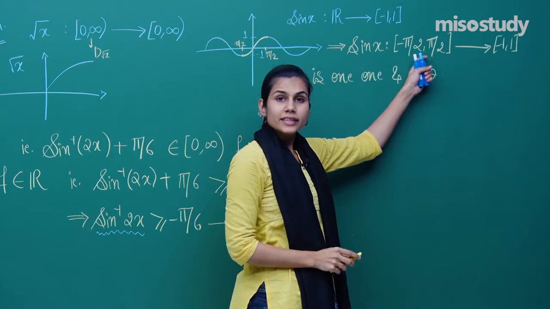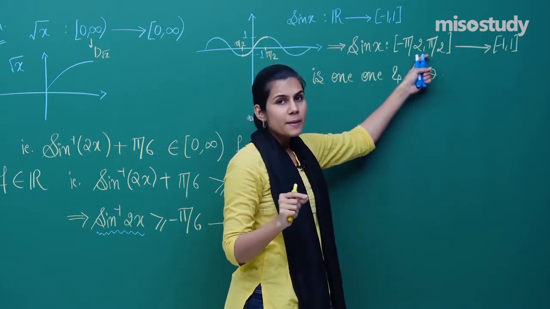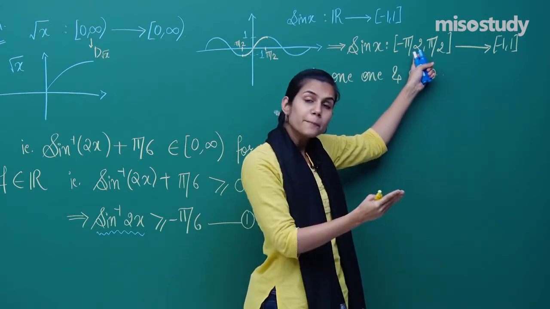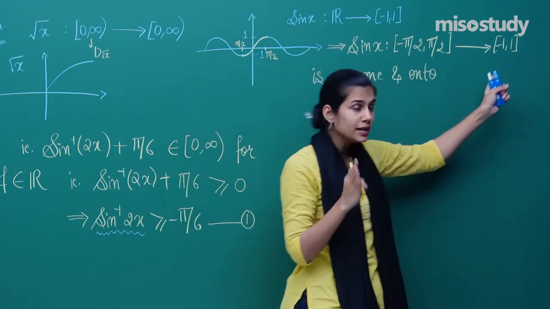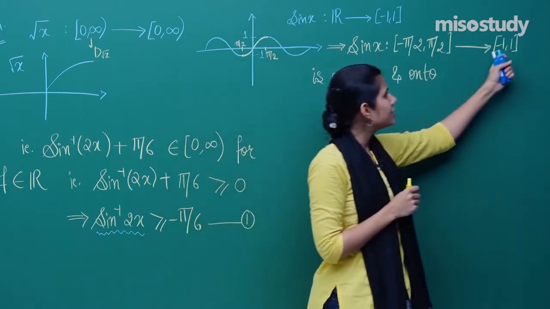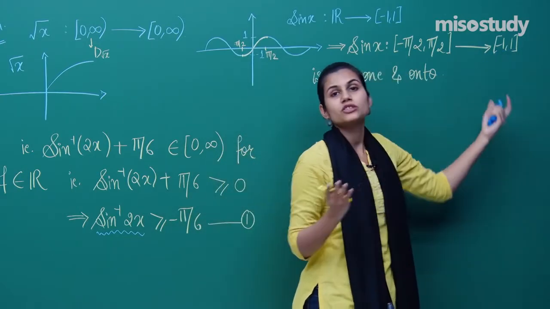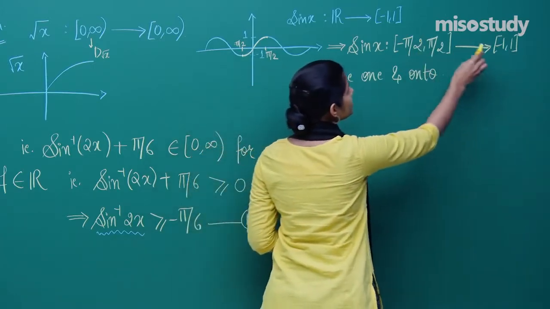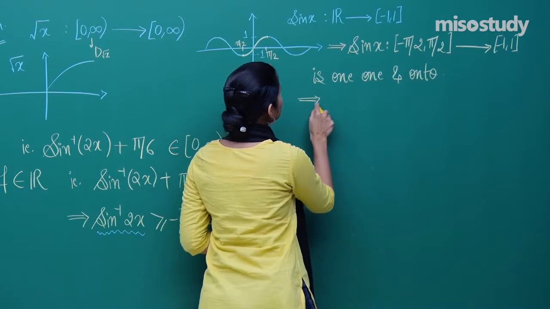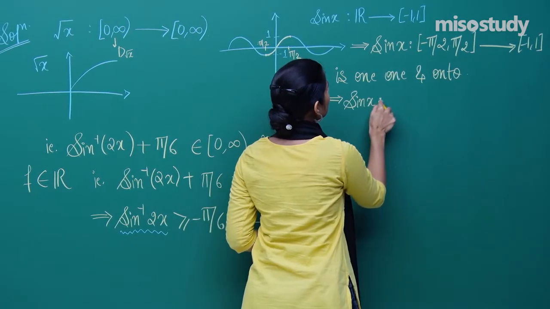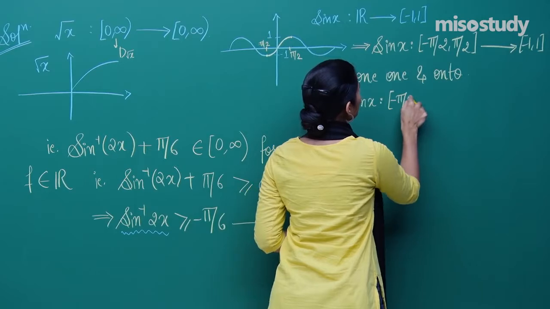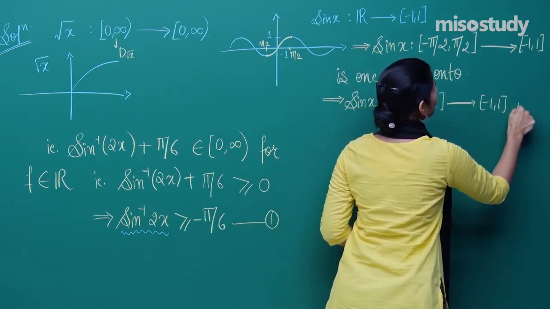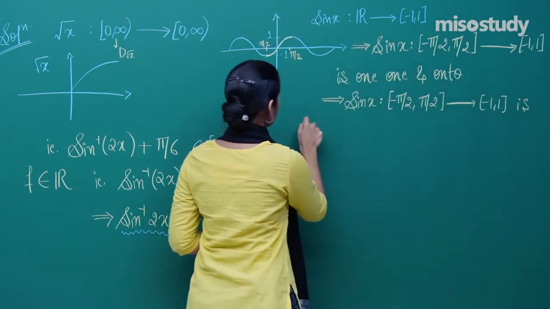That means over this domain, every distinct member is going to a distinct member. That means distinct members sitting in this domain are mapped to distinct members sitting in this codomain under the function sine. And with this codomain, because it is equal to the range, the function is onto also. And that is why sine has become one-one and onto with this domain and this codomain, which implies sine x from minus pi by 2, pi by 2 to minus 1, 1 is invertible.